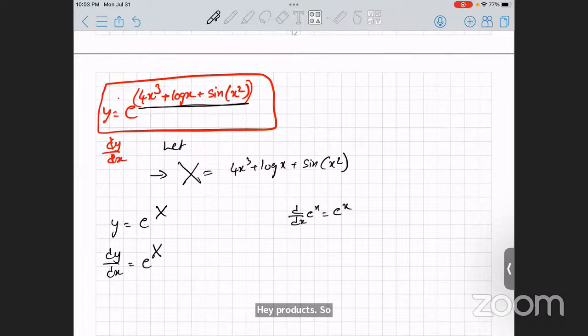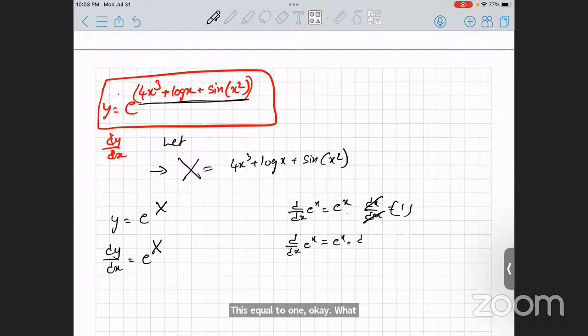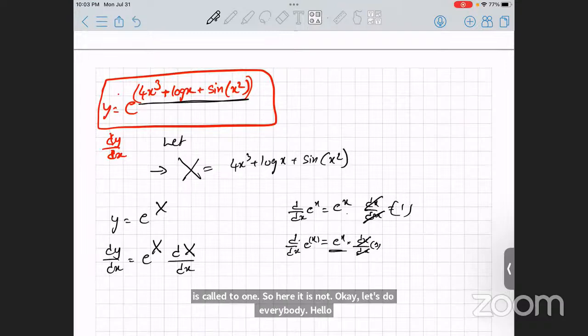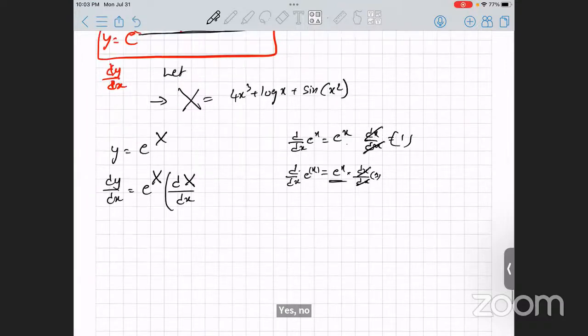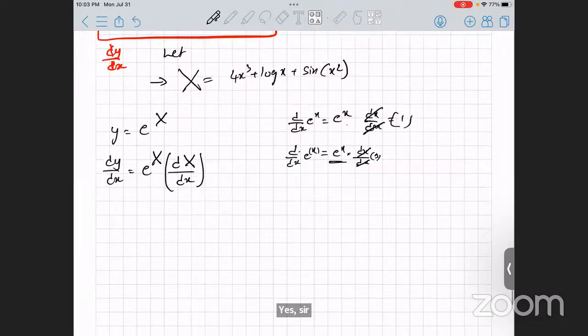Now listen carefully. There is something known as dx by dx, which equals 1. d by dx of e power x equals e power x into, we have to differentiate this x also. dx by dx is equal to 1. That's why you only write e power x. So here it is not capital X divided by dx. Agree? Yes, sir. Clear everyone?